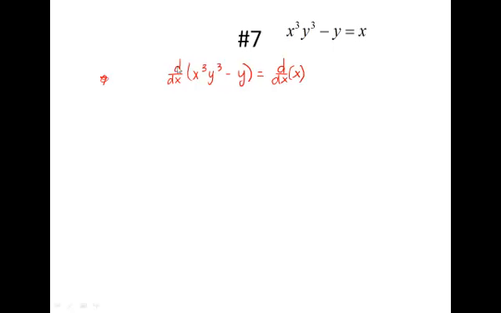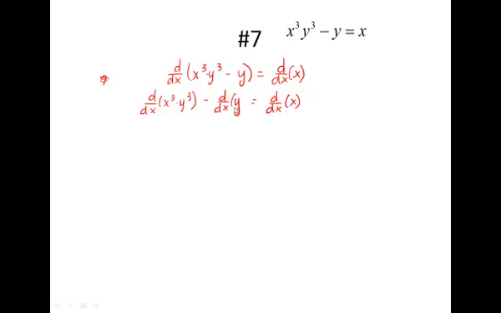What's going to happen is I do need the product rule within this. At first I'm going to use the sum and difference rule, so I'm going to need to derive x to the third times y to the third, minus the derivative with respect to x of this y, equals the derivative with respect to x of x.